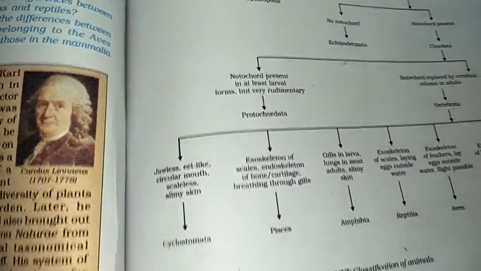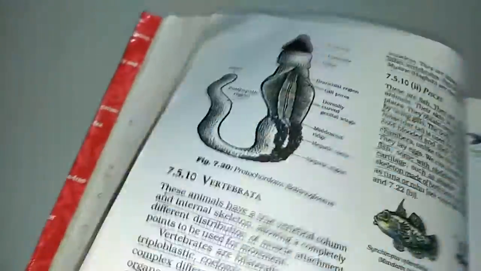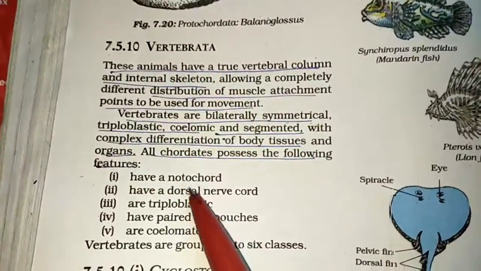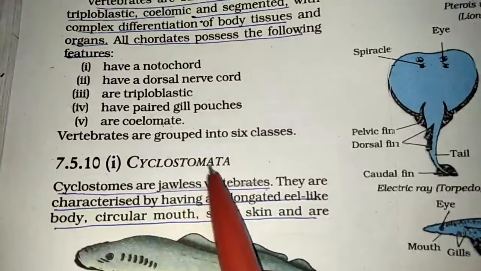So we will see all of them one by one. Today we will start with Cyclostomata first. Now, page number 92. We have seen these characteristics of Vertebrata already, these 5 characters, in the last class. We will start with Cyclostomata now.